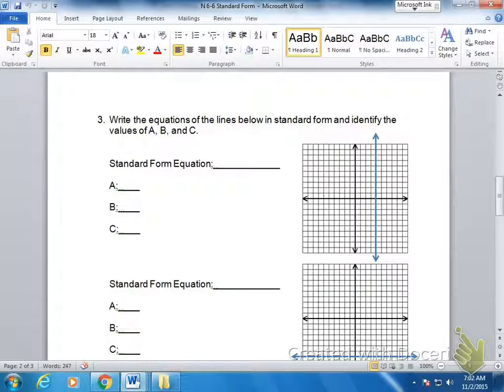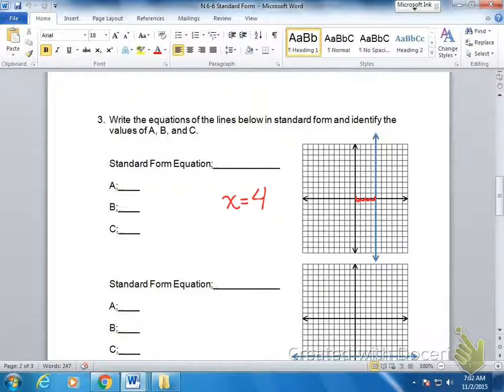Number 3 says, write the equation of the lines below in standard form and identify the values of a, b, and c. And that's the a, b, and c in ax plus by equals c. So first thing we need to do is write the equation in standard form. Looks like we have a vertical line. And guys, if you don't remember, vertical lines are x equals. It looks like our x is over 1, 2, 3, 4. So our equation is x equals 4.